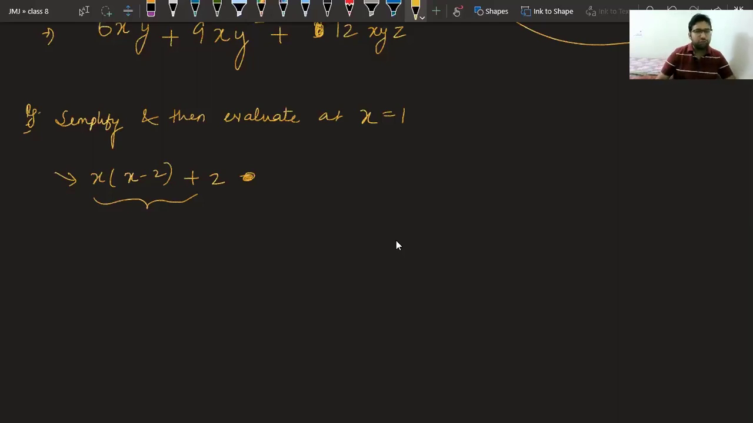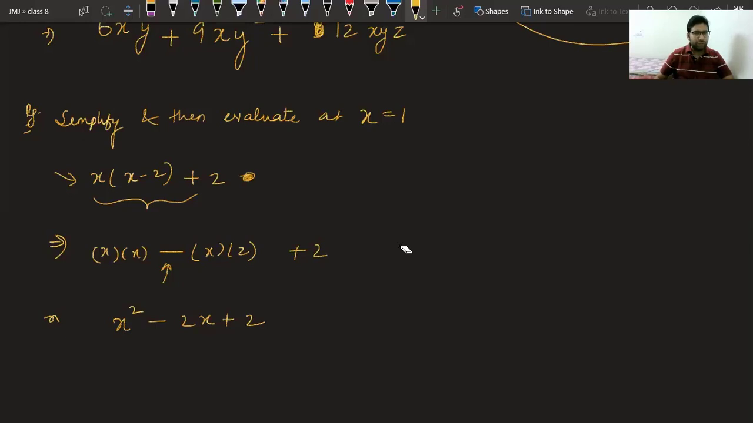So now we will first simplify it. Simplifying means open the brackets, whatever you have. So if you open the bracket, what will happen? You will have x into x, then you will have a minus sign, then you will have x into minus 2, sorry, only 2, because I've already taken the minus sign. We have already discussed the minus sign. So 2 plus 2. So the answer is x square minus 2x plus 2. This is the simplified form.